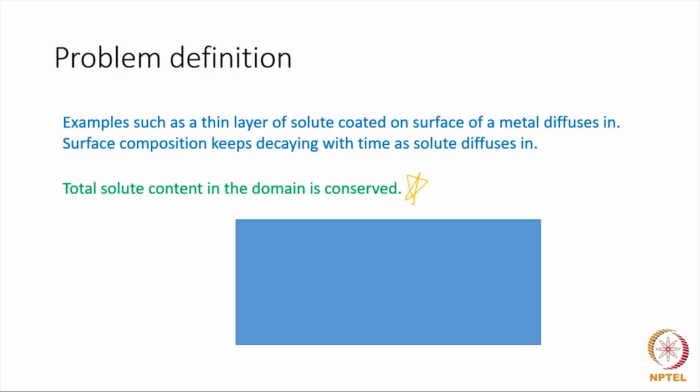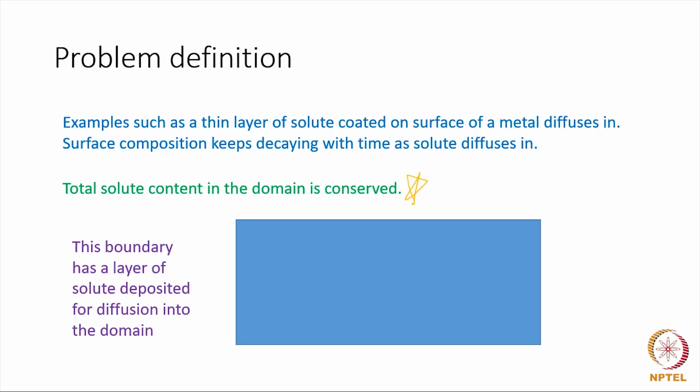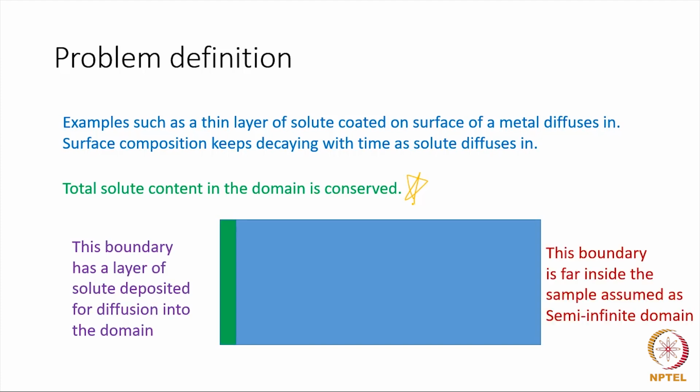The imagination of the domain is as follows. You have the long domain, which is semi-infinite, and on the left hand side is where there is a solute that is deposited as a film, so that's in green color. And on the right hand side the boundary is quite far enough, so we could assume it to be a semi-infinite domain. And we assume that the profile would look somewhat like this, drooping down and flattening out at the end. The composition of the solute layer that is deposited is C star, and the thickness is delta by 2. Why do we choose delta by 2?